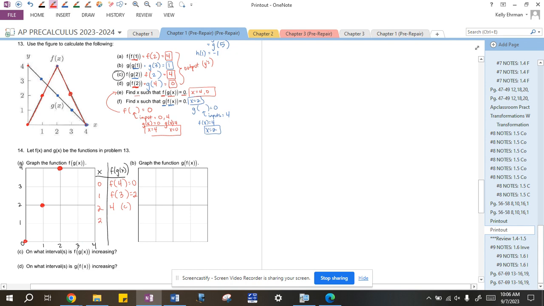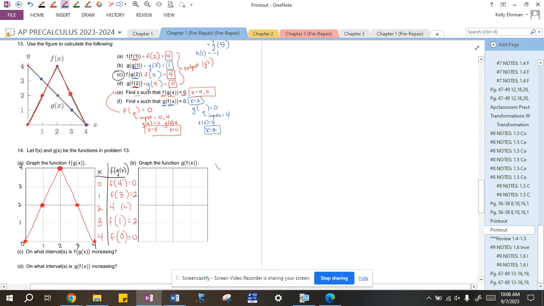Okay, and then what about 3? So g of 3 is 1. Find f of 1, that's 2. So 3, 2. And plug in 4. G of 4 is 0. F of 0 is 0. So we get a graph that looks just like f basically.